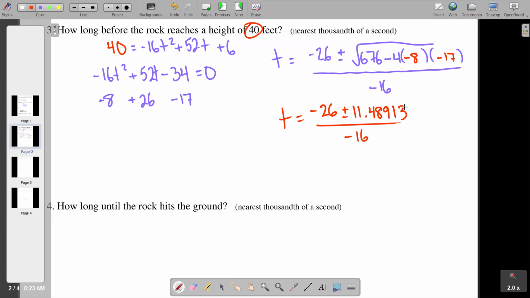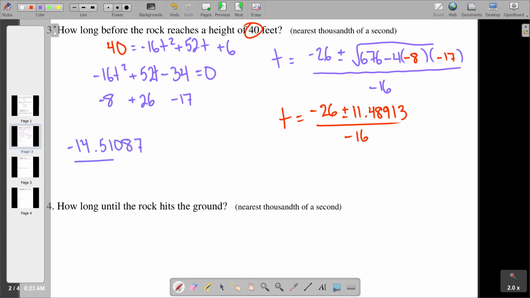So let's consider the top and what happens if we add. Assuming you've got a calculator out in front of you, let's take the plus pathway on top. Let's do -26 plus 11.48913. My top now says, I'm going to write these over here in purple, -14.51087.